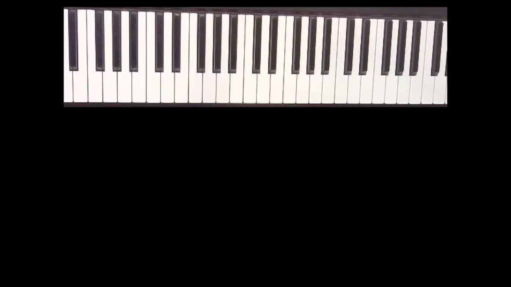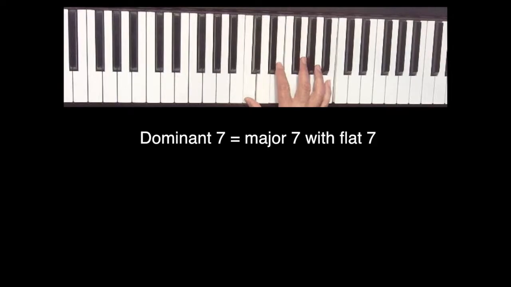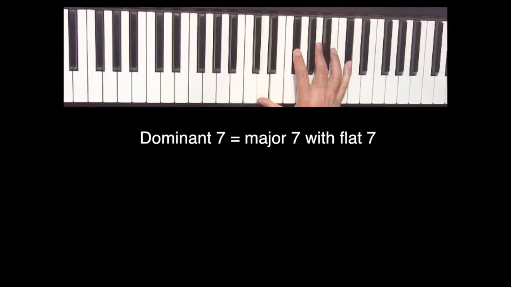Another way to look at a dominant seventh is to know what the major seventh is and flatten the top note by a half step. So that's a C dominant seventh. Let's take a D major seventh. If you know your scale of D major, 1, 3, 5, 7.